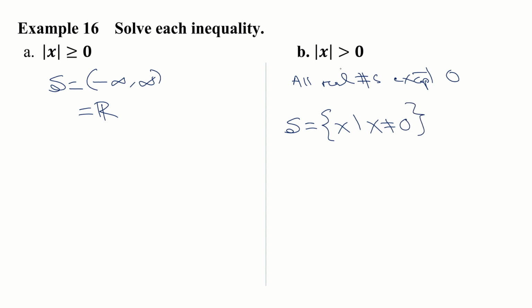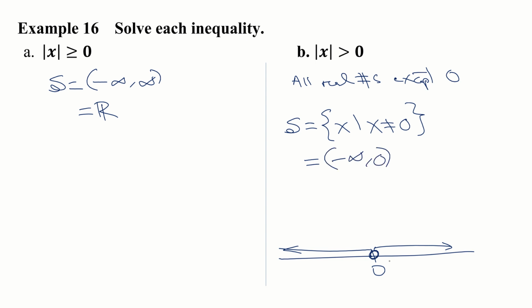So how do we show that in a graph? Well, here is 0. You're going to have a hole at 0, but everything else is going to be a solution. So basically, in interval notation, it's going to be all these guys, which is negative infinity to 0, with parentheses, together with all these guys, which is what? 0 to infinity. Okay? So there is that. So a little bit different from this. This one included all real numbers. This one included all of them except that one number, 0 itself.